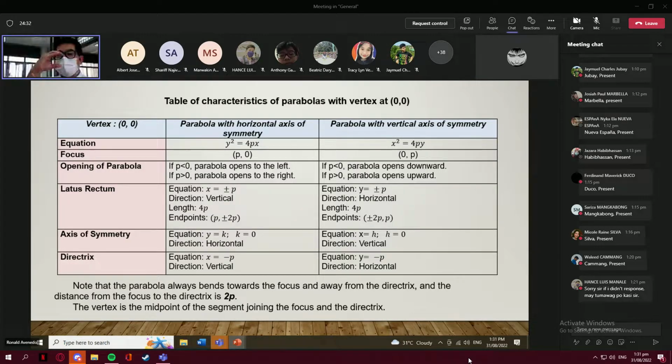And the distances from vertex to focus and from vertex to the directrix should be equal. Dapat tandaan yan because later on, there might be shortcuts. Tuturuan ko kayo ng shortcut, paano mag-solve using by counting. So dapat tandaan natin kung ano yung mga definitions at ano yung mga important terms na dapat tandaan for the shortcut. The vertex is the midpoint of the segment joining the focus and the directrix.